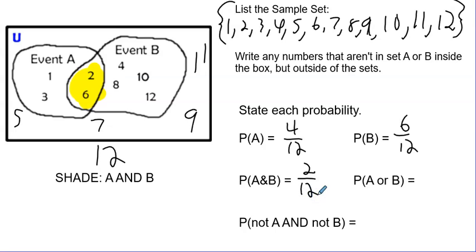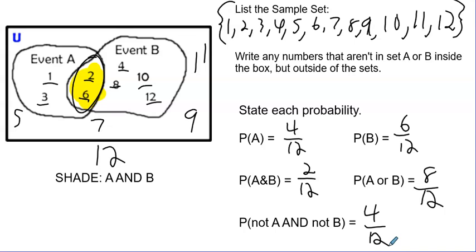A or B. Now here, you gotta be careful. If you add the 6 and the 4, you get 10. But the problem is, you'd be counting these numbers twice. So there's only 8 numbers out of 12. 1, 2, 3, 4, 5, 6, 7, 8. Now, how many are not A and not B? Those are the outside numbers, 5, 7, 9, 11, and that's 4 out of 12.